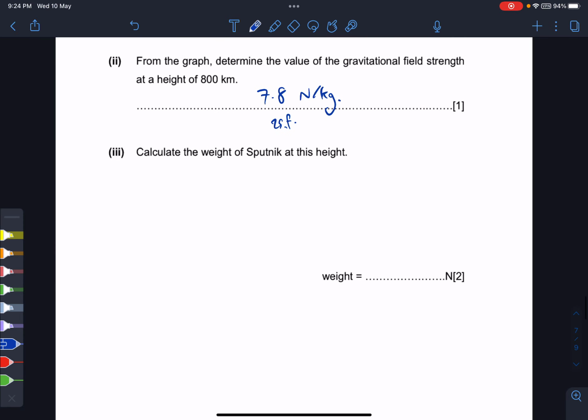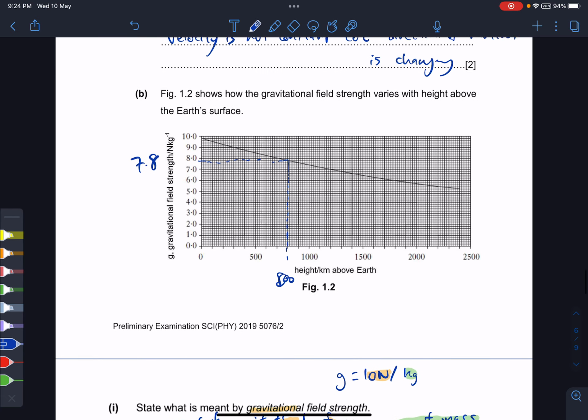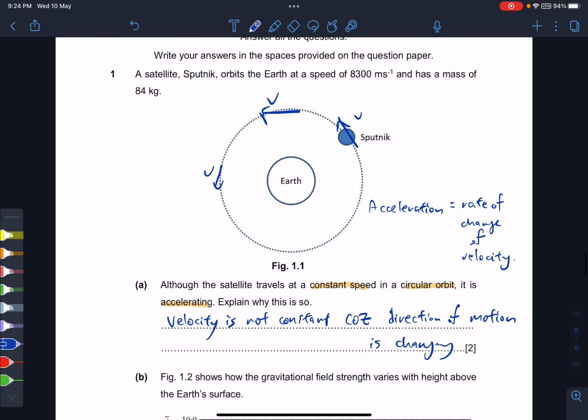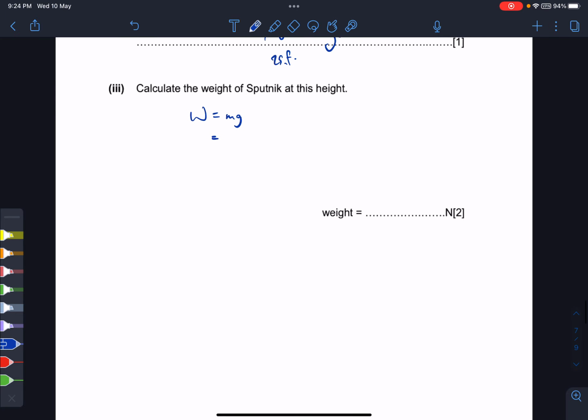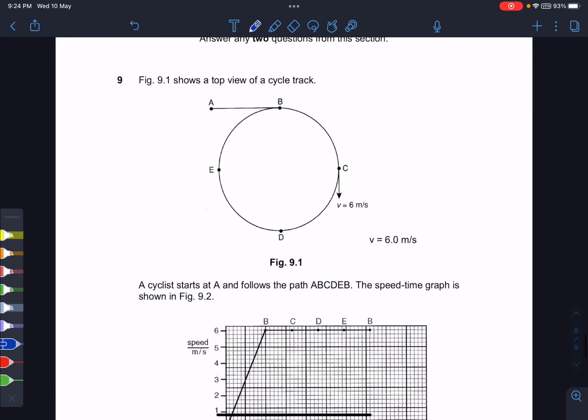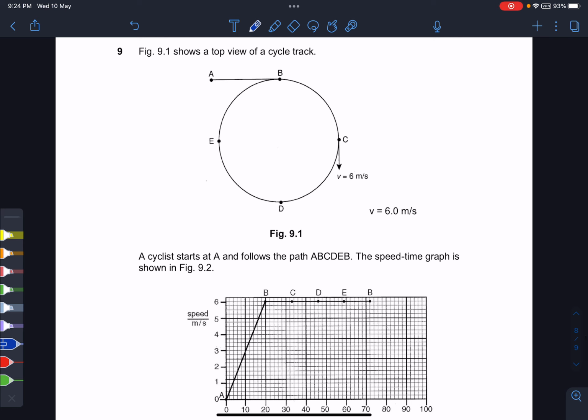Now at the same height, you're supposed to calculate the weight. If you recall, the formula here is W equal to mg. So what's the mass? Let's take a look. Yes, the mass is 84 kg. 84 times 7.8 equals 655.2, which is 660 N. Remember 2SF? 660. Next one is another speed time graph.